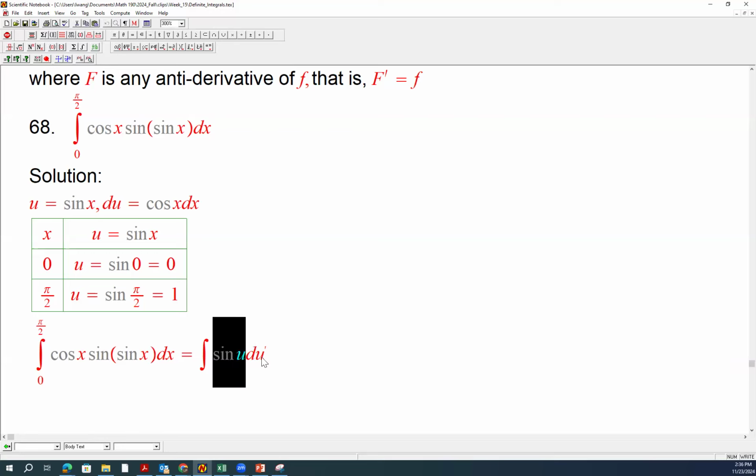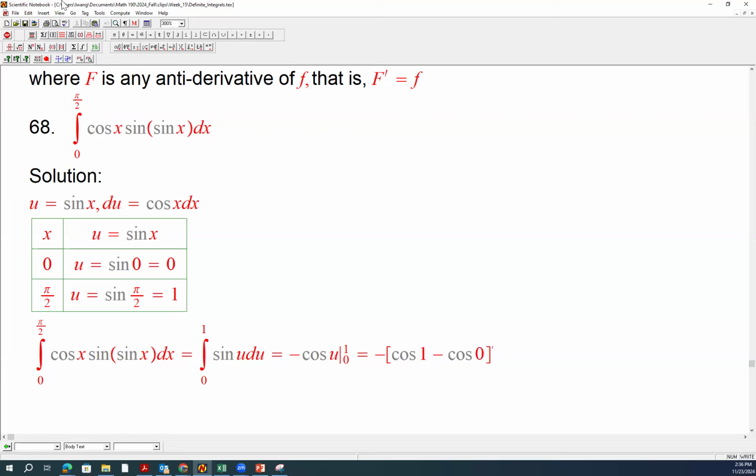Part 3: the interval for x from 0 to pi over 2 is changed to the interval for u from 0 to 1. Done. And the antiderivative of sine u is negative cosine u. And evaluate at 0 and 1. In this case, I usually like to leave the negative sign outside, and I would just be doing cosine 1 subtracting cosine 0.